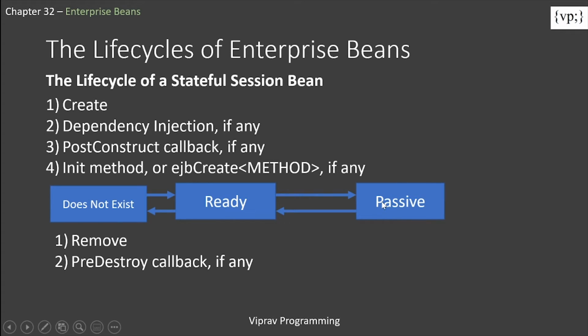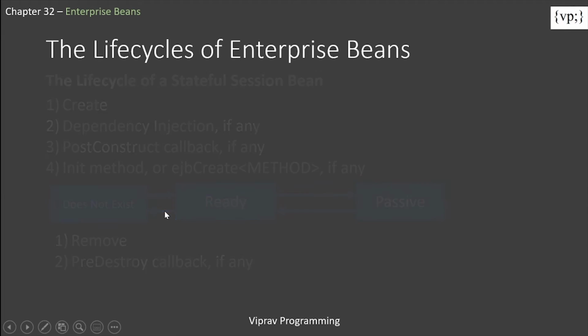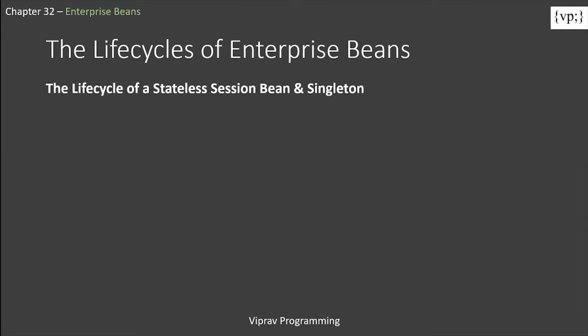Since every client has its own EJB, all of them won't be used at the same time, right? That's why passivation is super useful. Let's say this bean isn't being used, so we can put it to sleep until it's being used again. Once it's done, you can then remove it, do any pre-destroy commands, and then make it into not existing.